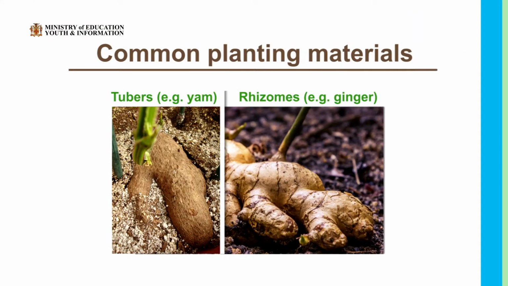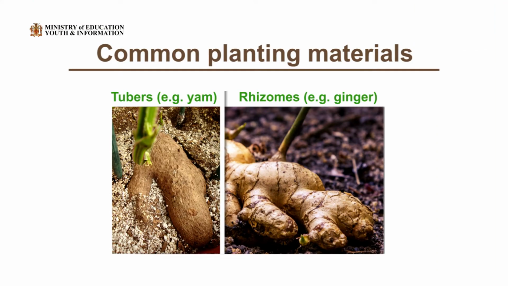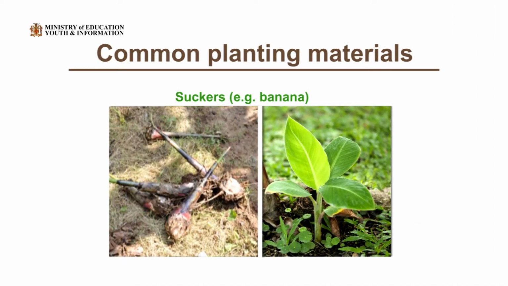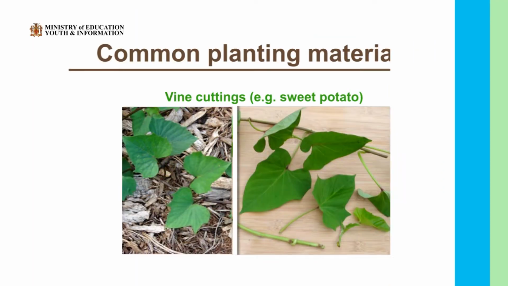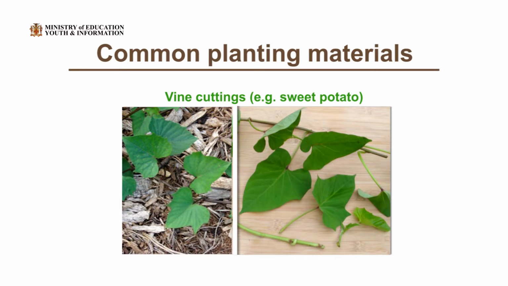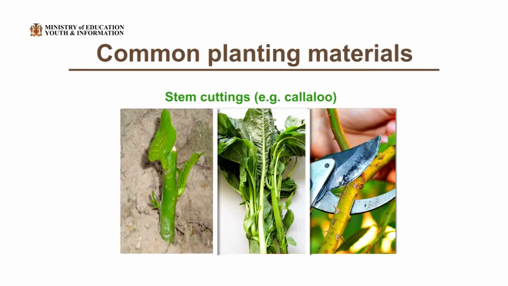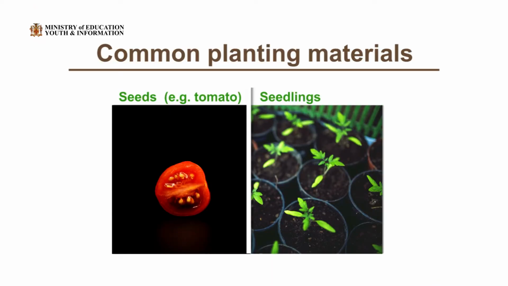Let us look at our common planting materials. We have our tubers, for example, yam, rhizome, we have our ginger, our suckers, we have banana, vine cuttings, our sweet potato, stem cuttings, we have our ornamentals and callaloo, we have our seeds, and we have our seedlings.